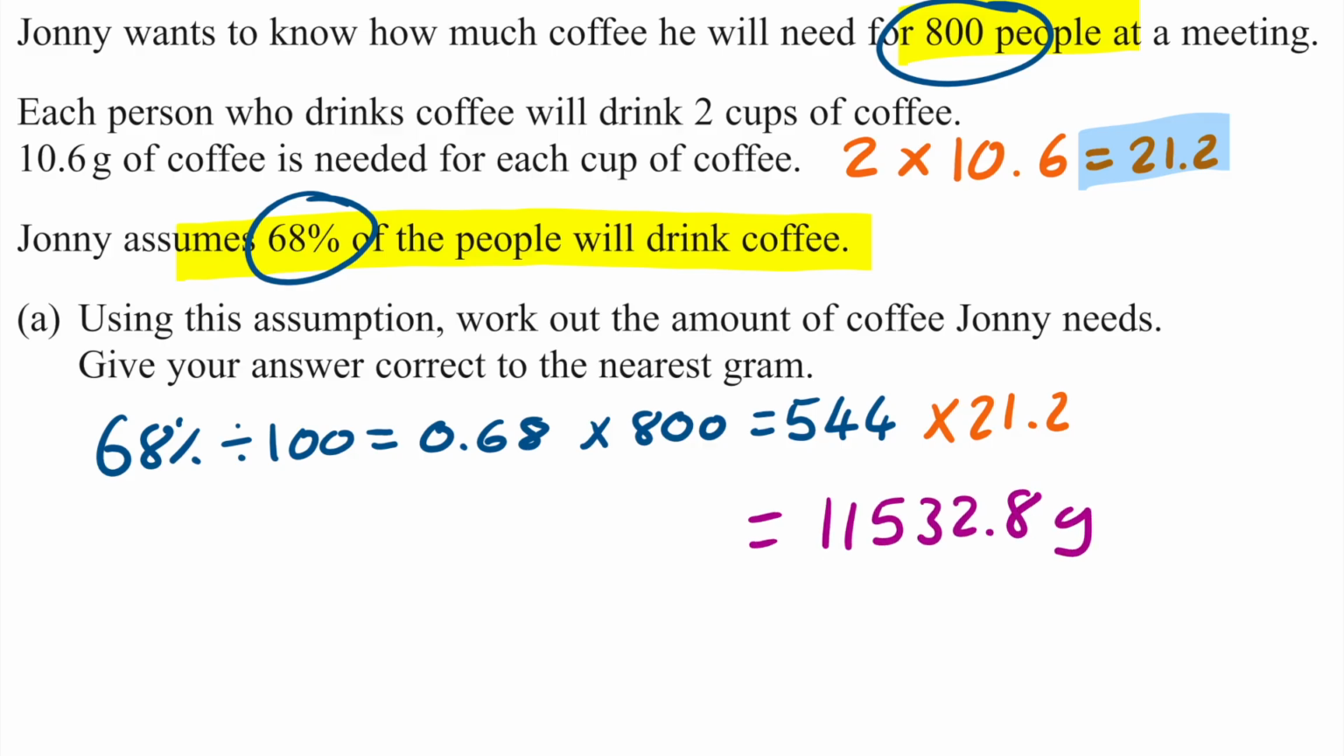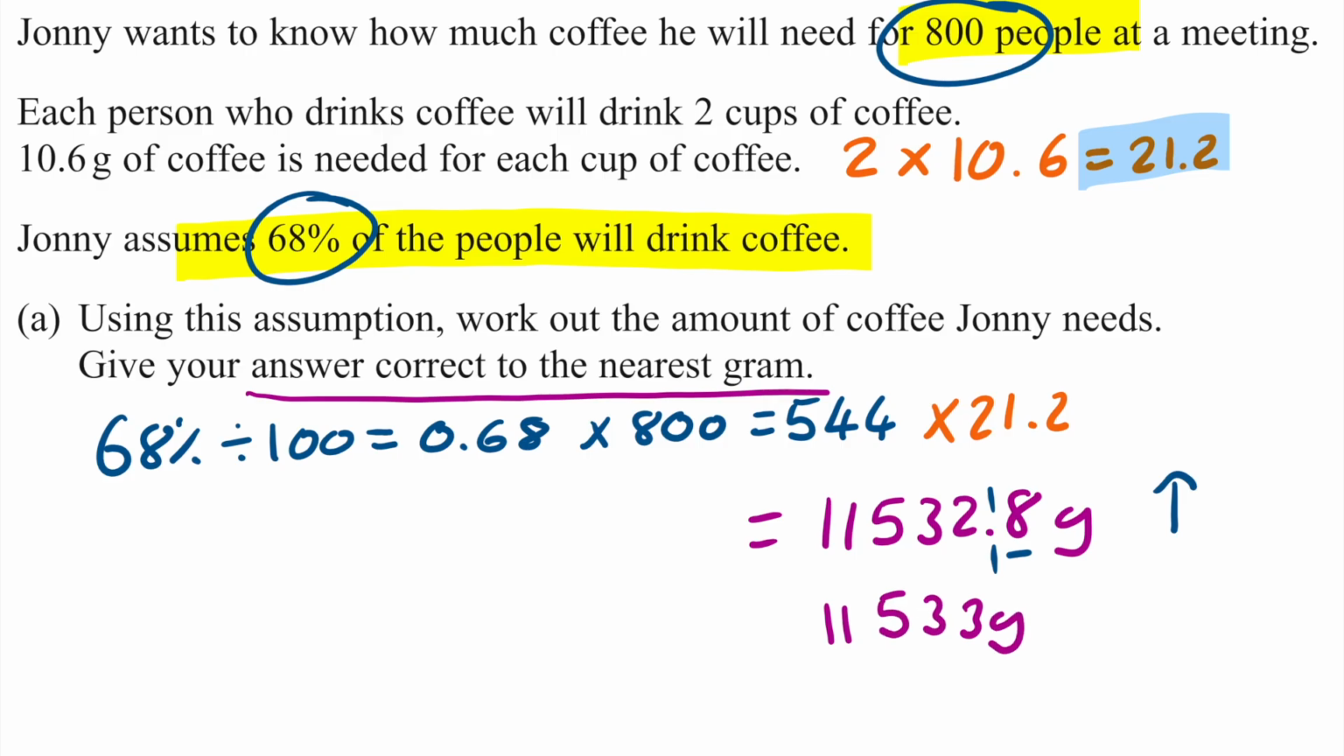11,532.8 grams of coffee. The question asks us to give our answer correct to the nearest gram, so we just need to round this to the nearest integer, which we look at that 8. That 8 causes you to round up, which therefore changes that 2 to a 3. So it's 11,533 grams, and that's our answer for this question.